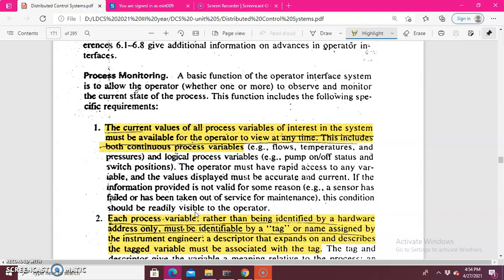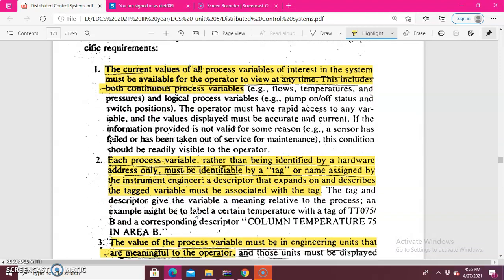So the person has to be there. The next one is rather than being identified by the address, they should have a tag. From the tag they can identify the descriptor, for example, TT075. TT is nothing but temperature, and the area is usually indicated by some letters. Then 75 is a value. So they will have some tag usage, so that the engineer can identify the position.